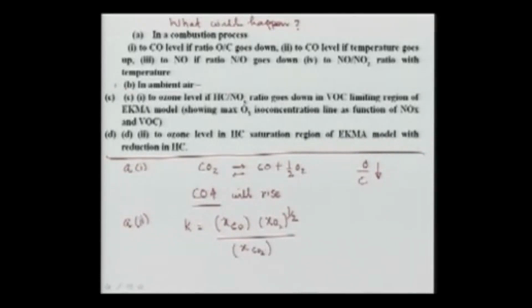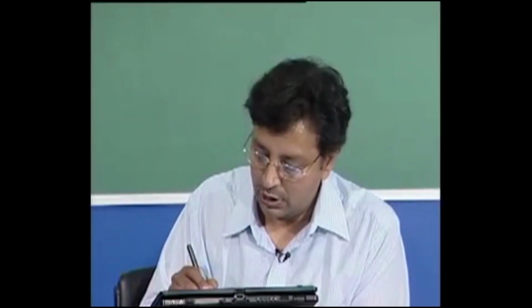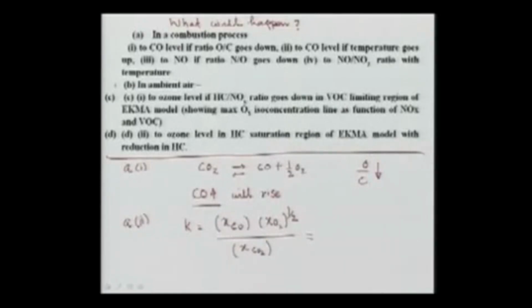Okay, so this I can certainly write as the equilibrium from my chemistry background, and then this K equals, as you will recall, 3 into 10 to the power 4 exponential minus 6700 by RT. If you see this one, if the temperature goes up, now I'm saying temperature goes up, what will happen to CO? Will it go down or will it go up?